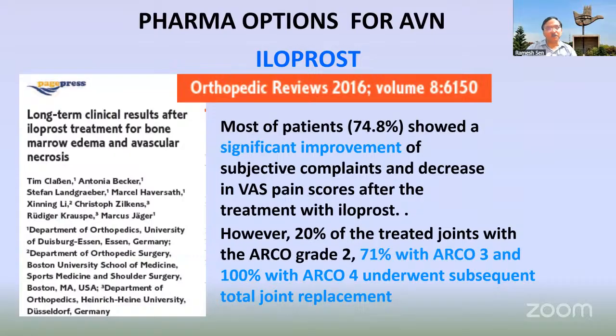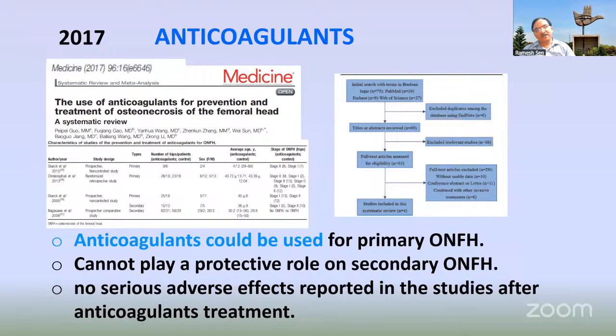Among the pharma options, people have used various medicines. They found iloprost is one which they say could be good, but what they found is that if it is grade 2 ARCO, most of them are likely to land up with THR. So it may not be successful. As I said earlier, anticoagulants could be one factor because coagulation disorder is one of the etiological factors. In that kind of suspicion, maybe the anticoagulants might be helpful as per this meta-analysis.